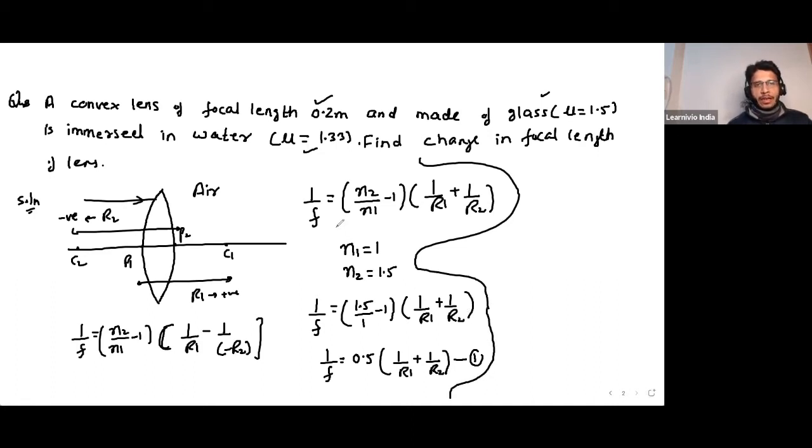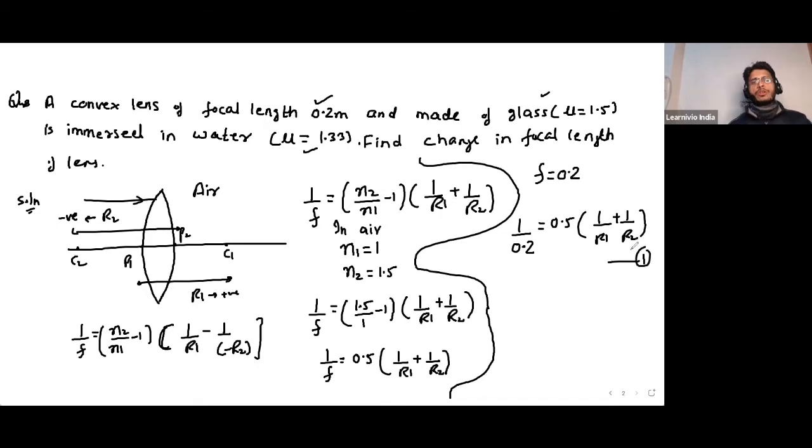So this is in air. Then he says in air the focal length is 0.2. So I put F equal to 0.2. So 1 by 0.2 is 0.5 times (1 by R1 plus 1 by R2). This is my first equation.